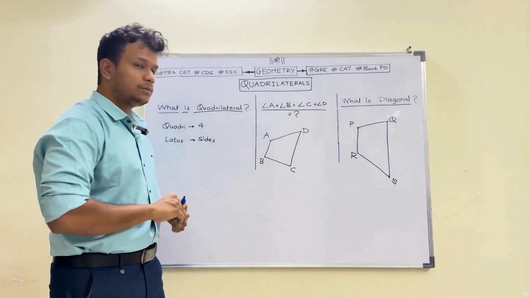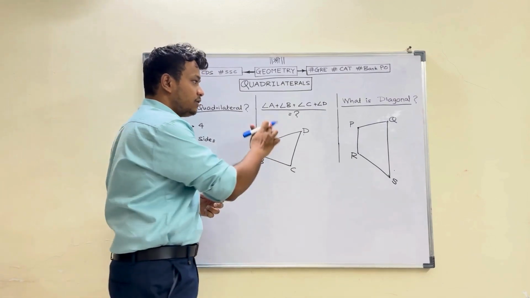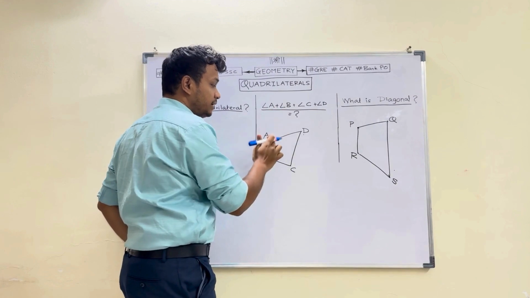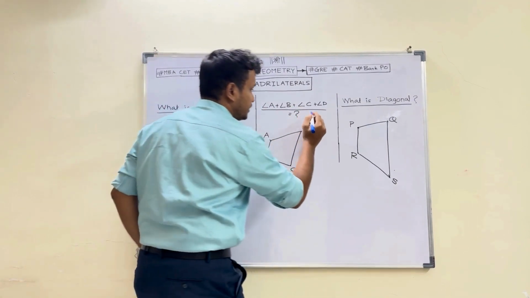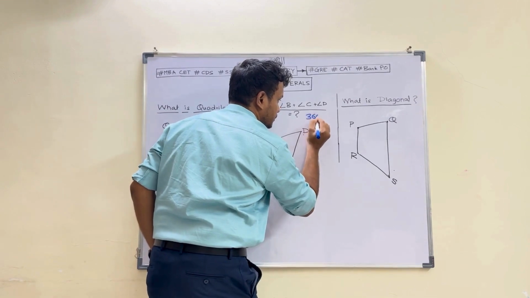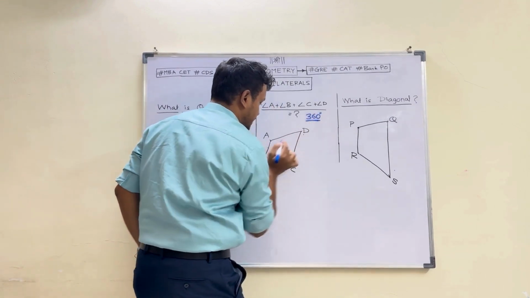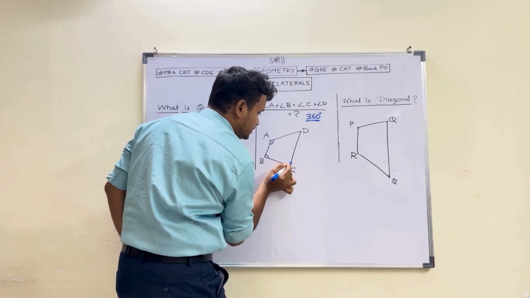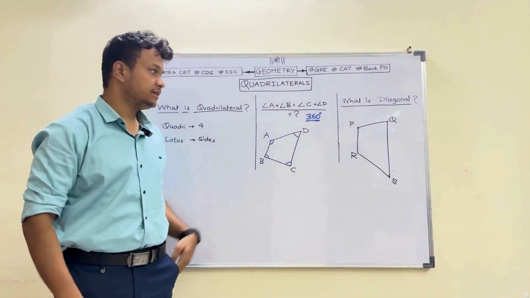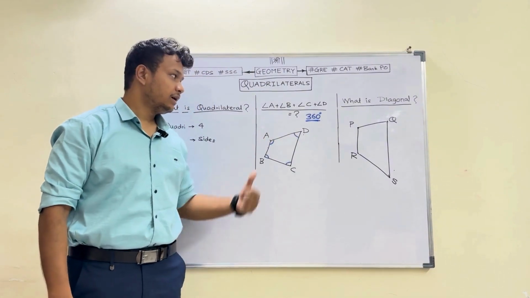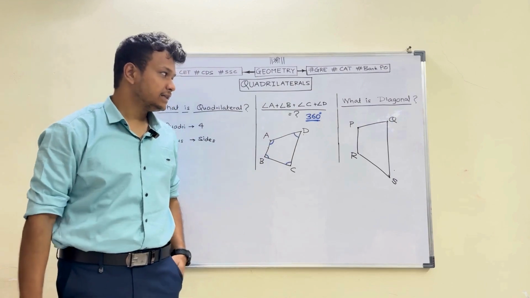There is a very important property of a quadrilateral. The sum of its internal angles A, B, C and D is always 360 degrees. So the sum of angle A, angle B, angle C and angle D is always 360 degrees. This is a very important property of a quadrilateral, and we'll see that in detail later as well.